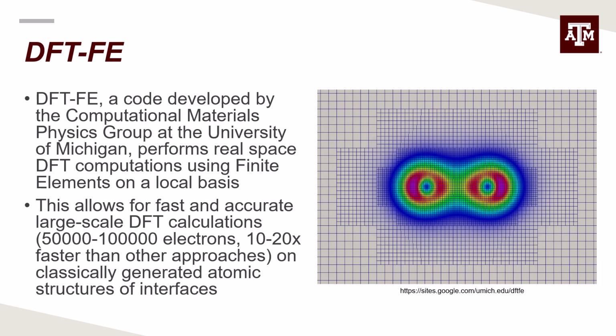In order to get around this, we're going to be using DFTFE. This is a code that is developed by the Computational Materials Physics Group at the University of Michigan, and this performs real space DFT computations using finite elements on a local basis. This process of using finite elements on a local basis allows for fast, accurate, and large-scale DFT calculations, 50,000 to 100,000 electrons, 10 to 20 times faster than other approaches. And this will probably allow us to calculate the electronic structure on these classically generated atomic structures.